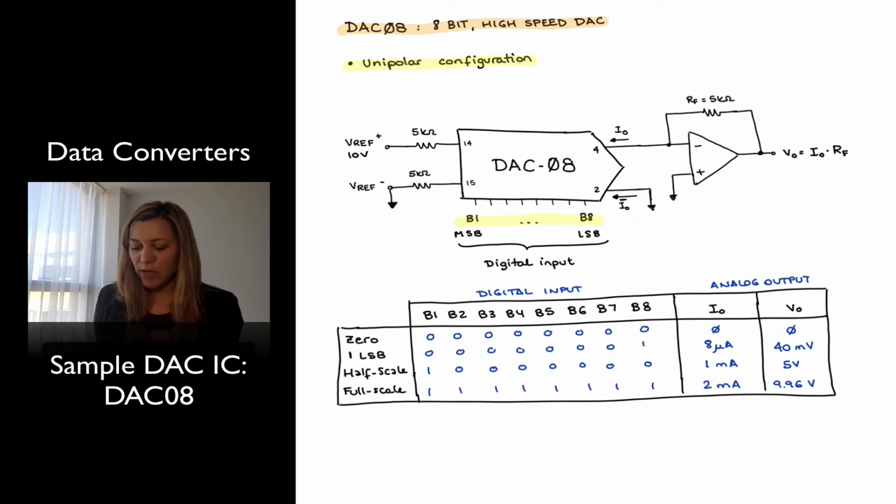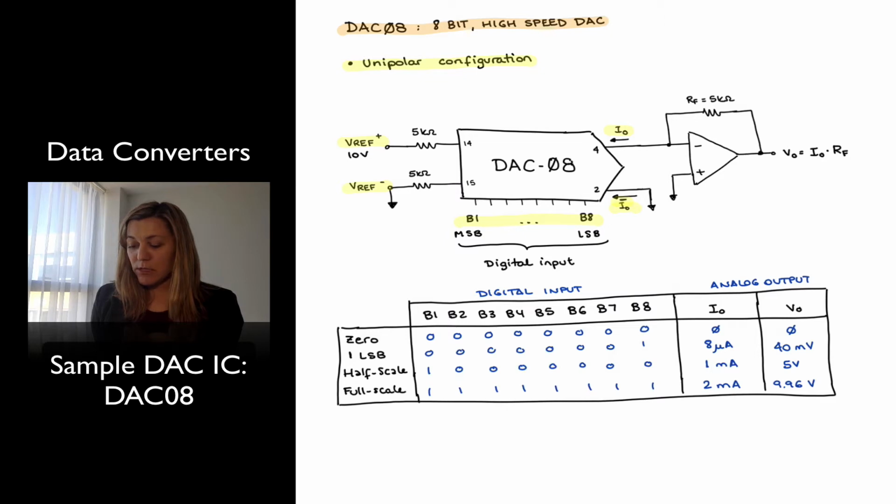Then I have for my inputs, 2 reference inputs, what's labeled in the datasheet as VREF plus and VREF minus. In this particular configuration, VREF minus is being tied to ground, and the positive reference voltage is being applied externally as 10 volts. And then it has 2 complementary output currents out of pins 4 and 2, which are labeled in the datasheet I-out and I-out bar.